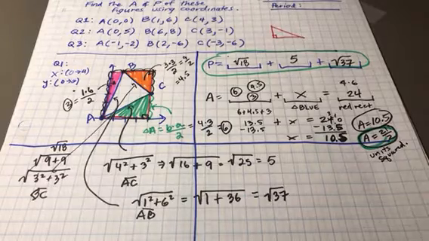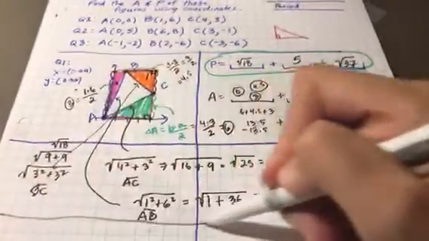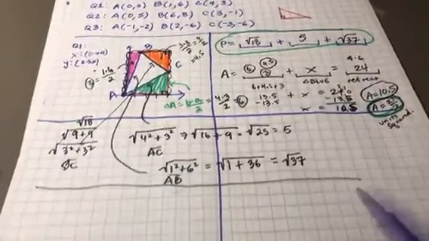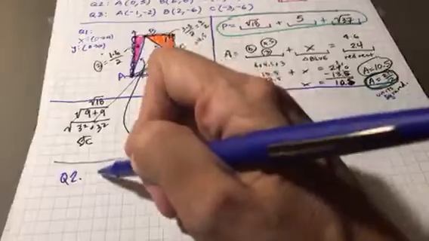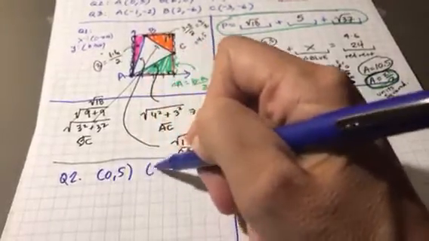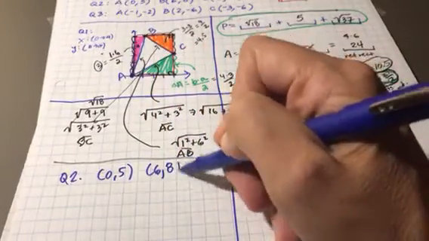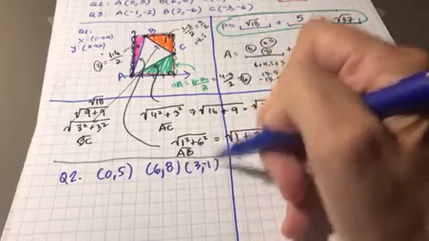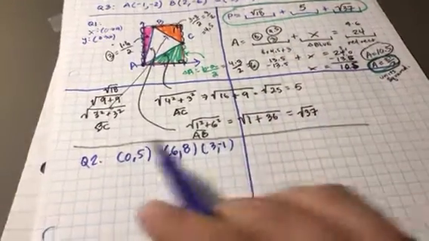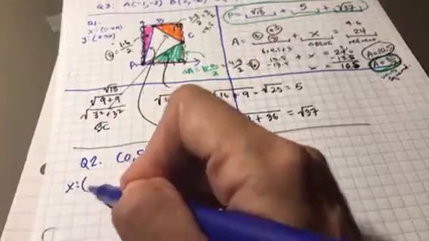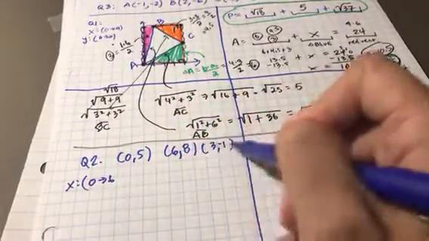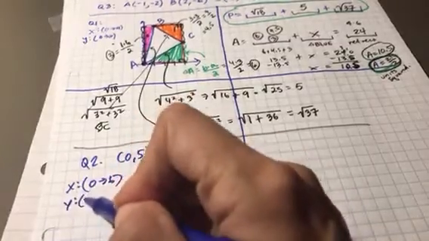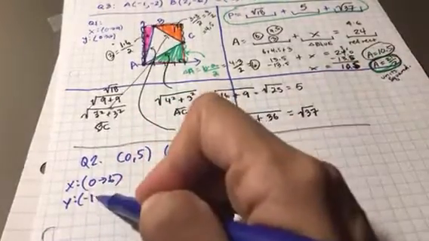Next question. I'm going to go ahead and graph this, and on the other video, I'm going to post my solution. So the second question has coordinates 0, 5, 6, 8, and 3, -1. So my x values range from 0 to 6, and my y values go from -1 up to 8.